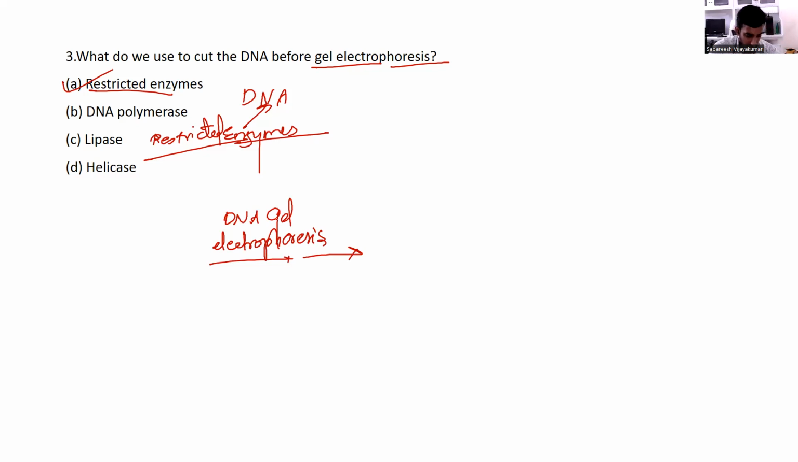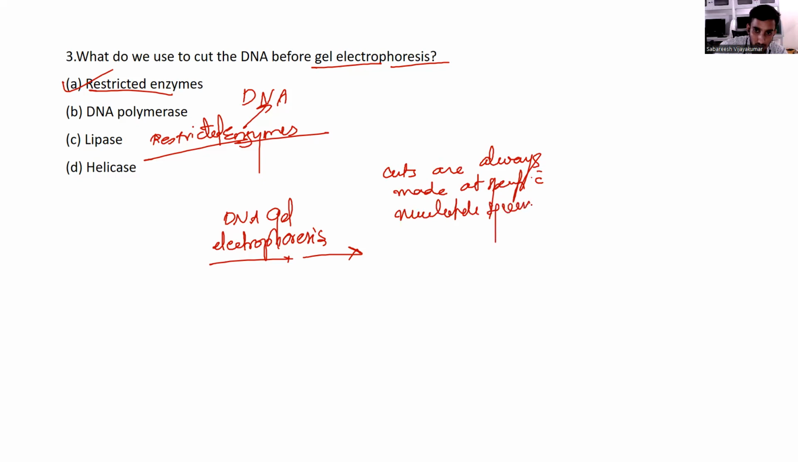So you may know that the DNA is negatively charged. So when an electric current is applied to the gel, DNA will migrate towards the positively charged electrode. So why is DNA negatively charged? Due to the presence of the phosphate ion. Okay. So you must understand these cuts are always made at specific nucleotide sequences.